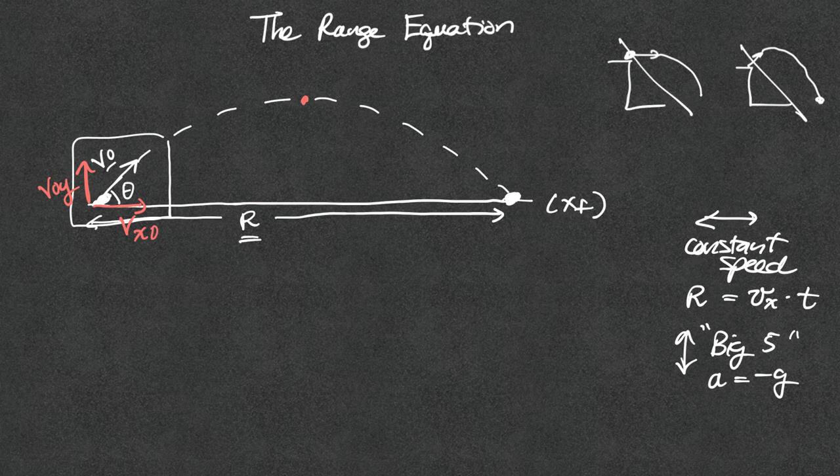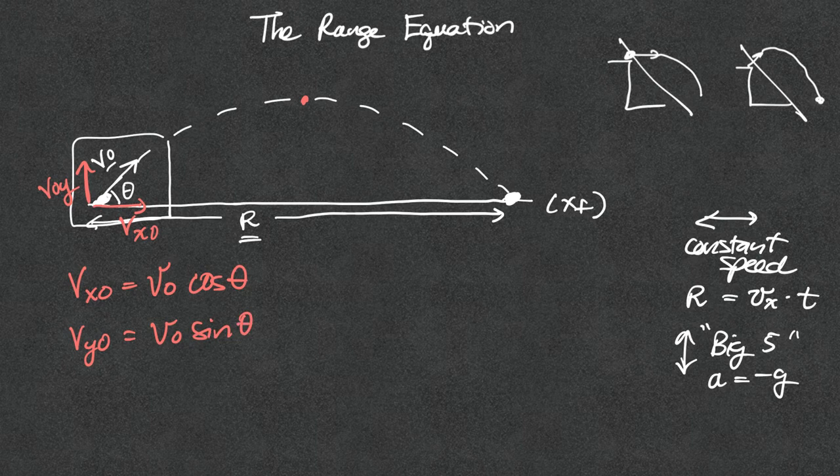Okay, so here we are. Let's write those first. Vx sub 0, if you remember, is just going to be v naught times cosine of theta. And vy sub 0 is going to be v naught sine of theta. You could take a minute and remind yourself of those two things if you need to, about how the vectors and the initial conditions work. Okay, and this is forward and this is up.